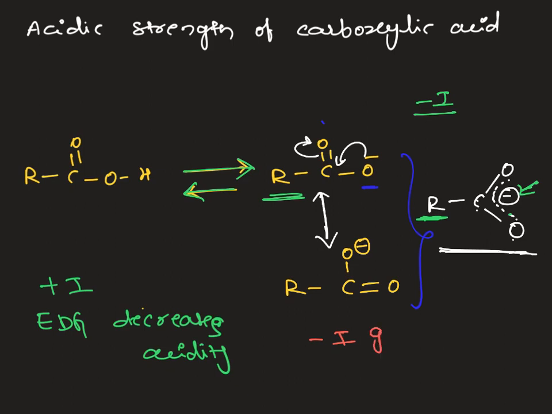Minus I groups, that is electron withdrawing groups, increase acidity. So if an electron withdrawing group is present close to the carboxylic group, definitely the acidic strength of the carboxylic acid increases. If a plus I group is present close to the carboxylic acid group, the acidic strength decreases.